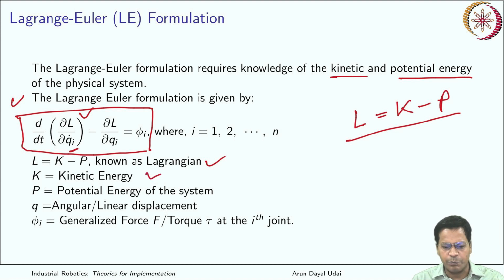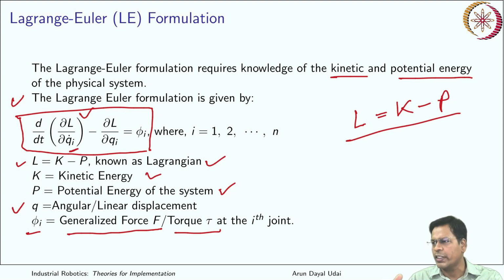K is kinetic energy, P is potential energy. So L is Lagrangian. Q is the angular or linear displacement of the joint, so Q is the joint variable. And psi i here is generalized force or torque. If it is a rotary actuator, it is torque. If it is a prismatic joint, that will become your force, for any particular ith joint.